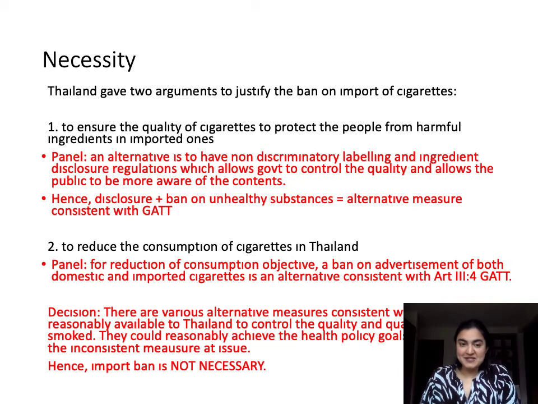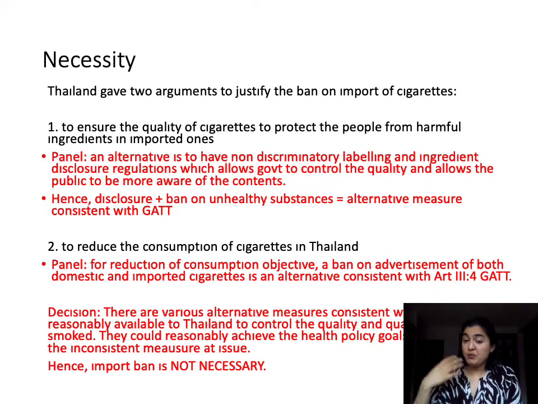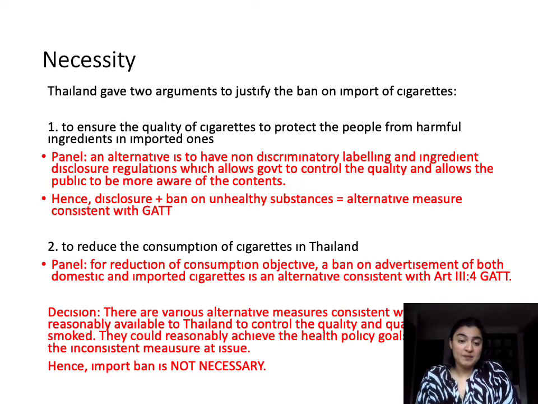So looking at their arguments to satisfy the element of necessity, Thailand made two different arguments. The first argument Thailand made was about the quality of the cigarettes. So Thailand said that we want to ensure by this ban and this licensing requirement that the quality of cigarettes to protect the people from harmful ingredients is ensured. We want to control the quality of cigarettes, and if we are importing cigarettes without any checks and balances, then we are not sure of what goes in the cigarette, and they might be using a harmful substance in the cigarette that could further damage the human health of our people.